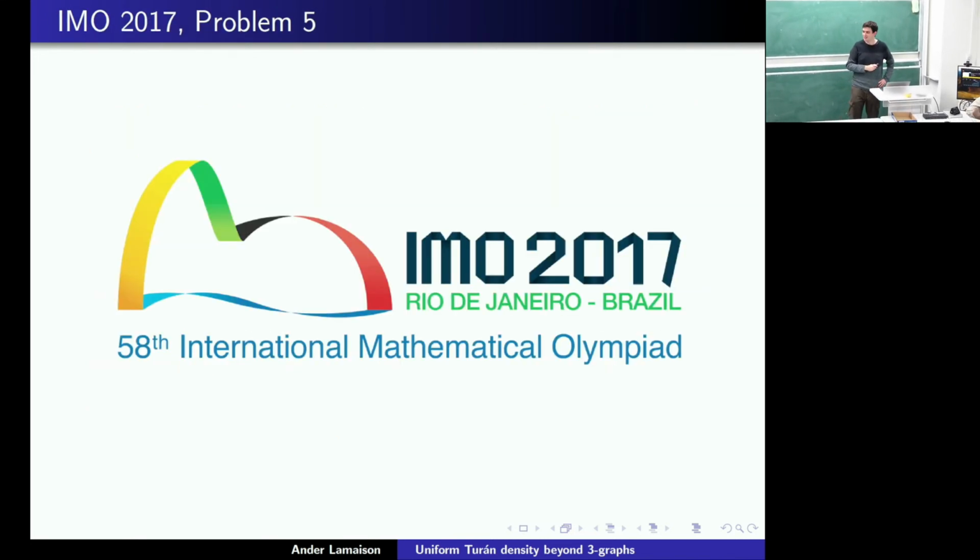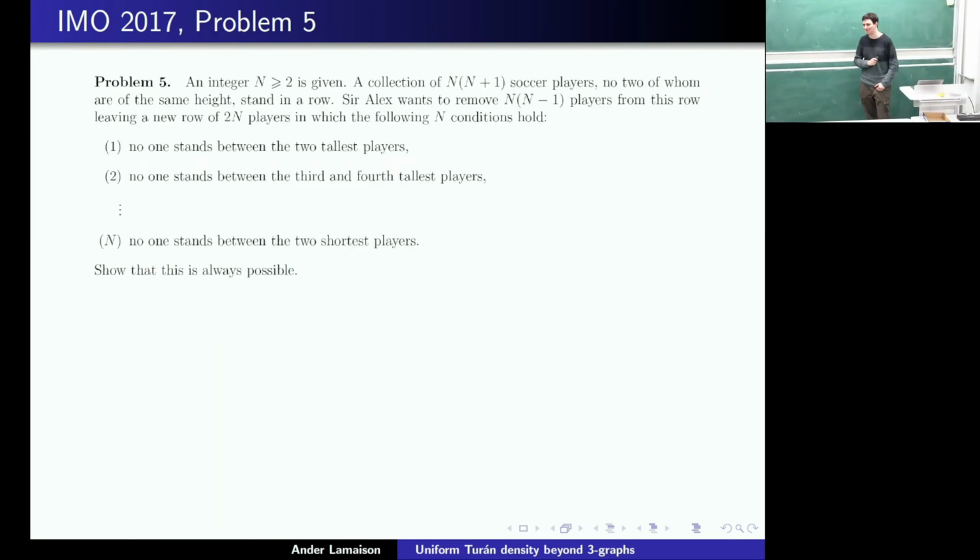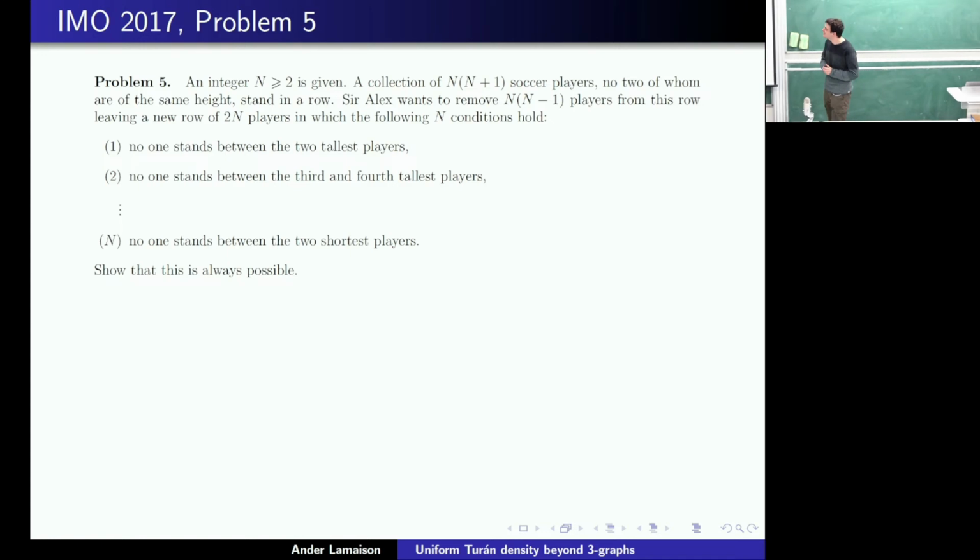Specifically, problem 5 from the International Mathematical Olympiad. Yes, we are going to use an IMO problem. And this is the statement of this IMO problem. So, I don't know if you can read.